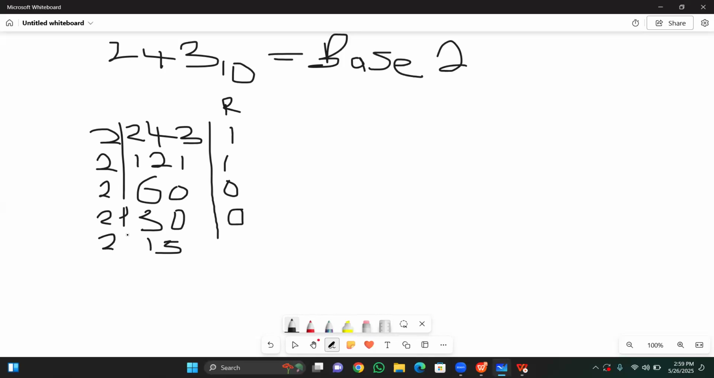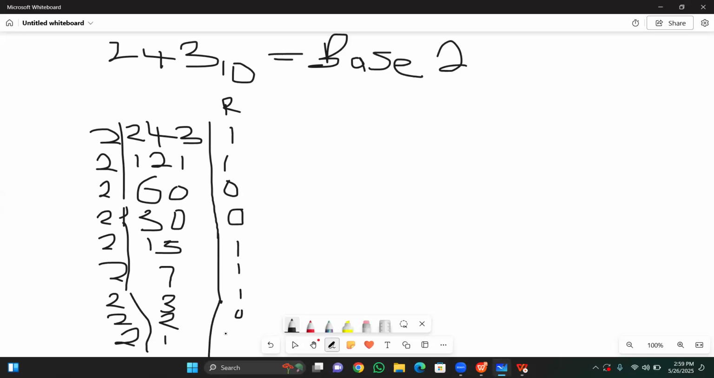2 into 15, we'll get 7, remainder 1. 2 into 7, we'll get 3, remainder 1. 2 into 3, we'll get 1, remainder 1. 2 into 2, we'll get 1, remainder 0. Then 2 into 1, we are going to get 0, remainder 1. Do you understand it? All right, 2 into 1 is 0, remainder 1.